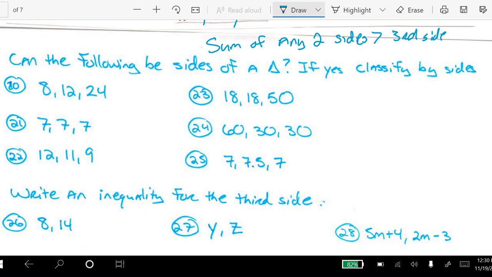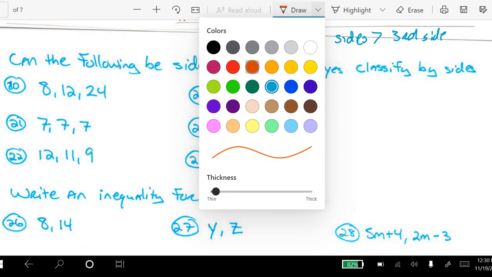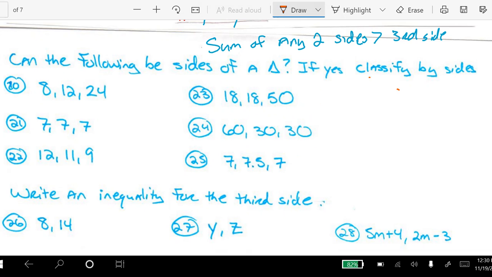I'm also asking you to, and it'll definitely be on the test, classify by its side. So make sure you don't forget that extra little piece because that'll be worth a point. So the options are scalene, isosceles, and equilateral.